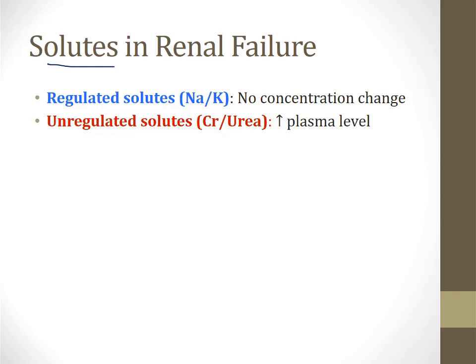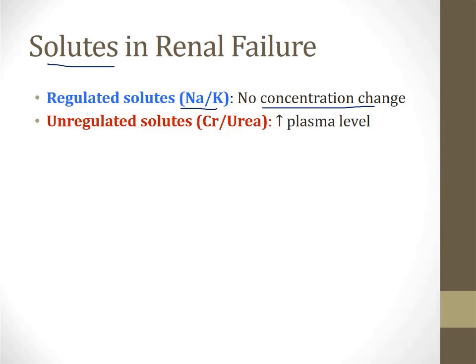To drill down on this further, let's talk about how different solutes are handled by the body in the setting of renal failure. Regulated solutes include solutes like sodium and potassium. The levels of sodium and potassium are tightly controlled by the body. ADH controls sodium levels, aldosterone controls potassium levels. This means that in the setting of mild to moderate renal failure, there's no concentration change.